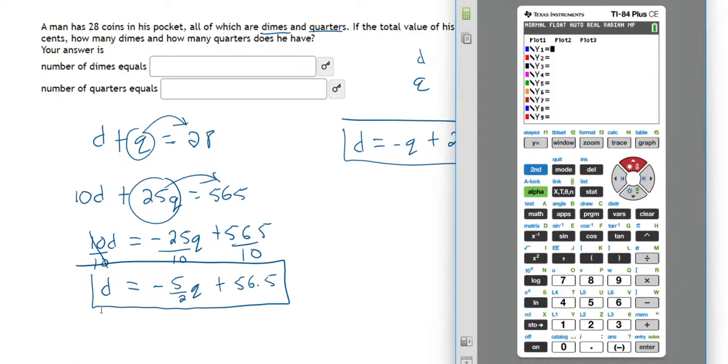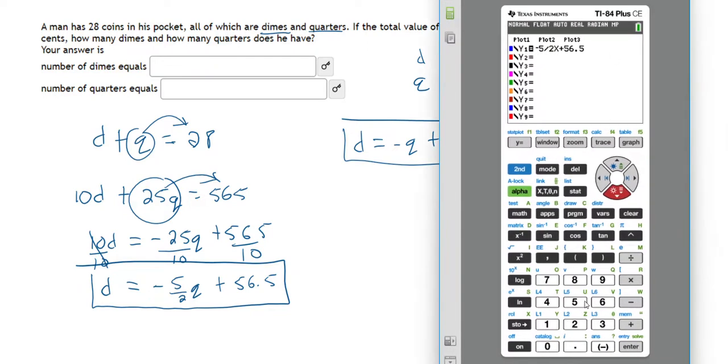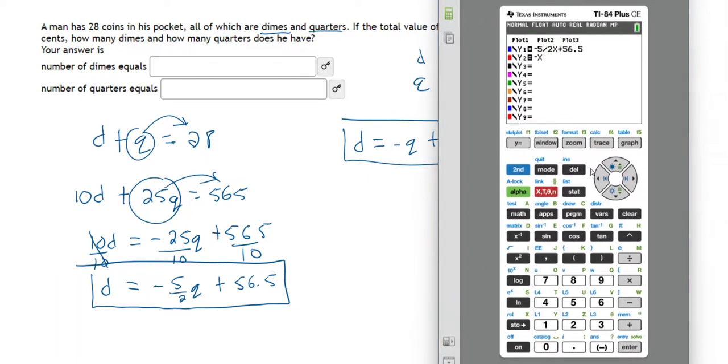Okay, so I'm going to type in, I'll do this one first. So we've got -5 over 2. And then you don't type Q, you type X in the calculator. Plus 56.5. All right. And then my second equation was this one, so -x plus 28. All right, let's see where these things cross. So I'm going to hit graph.